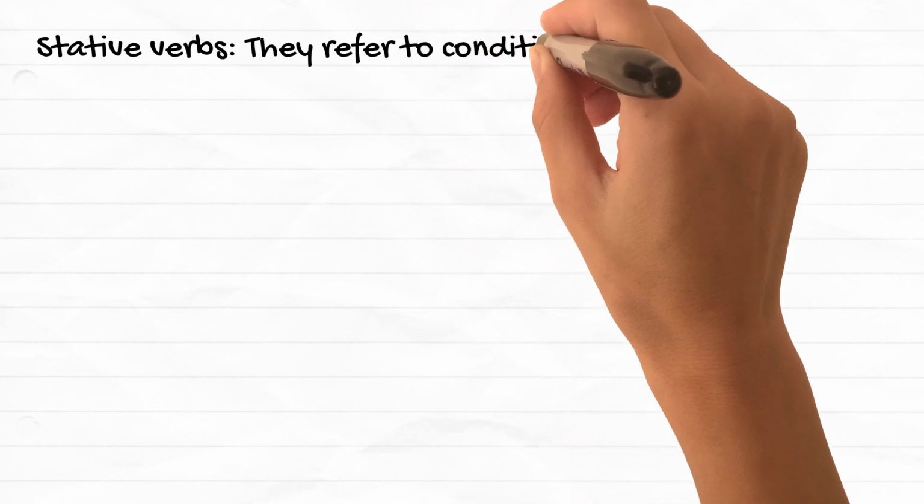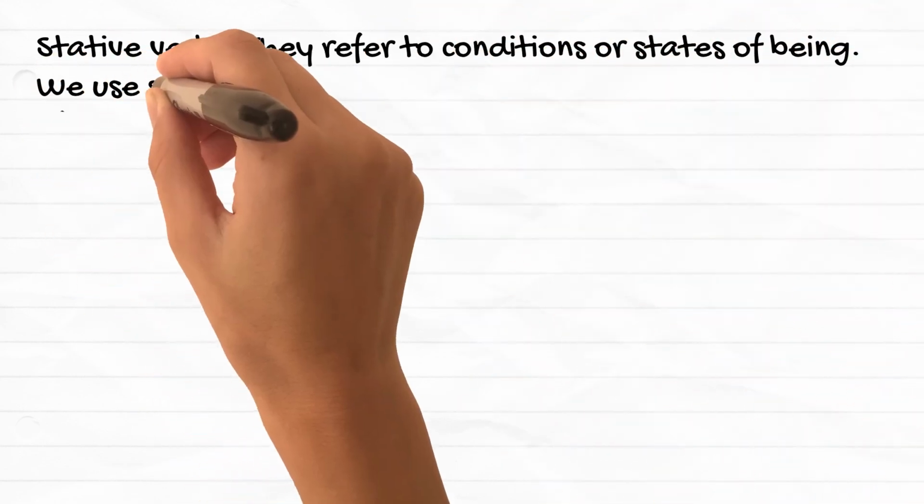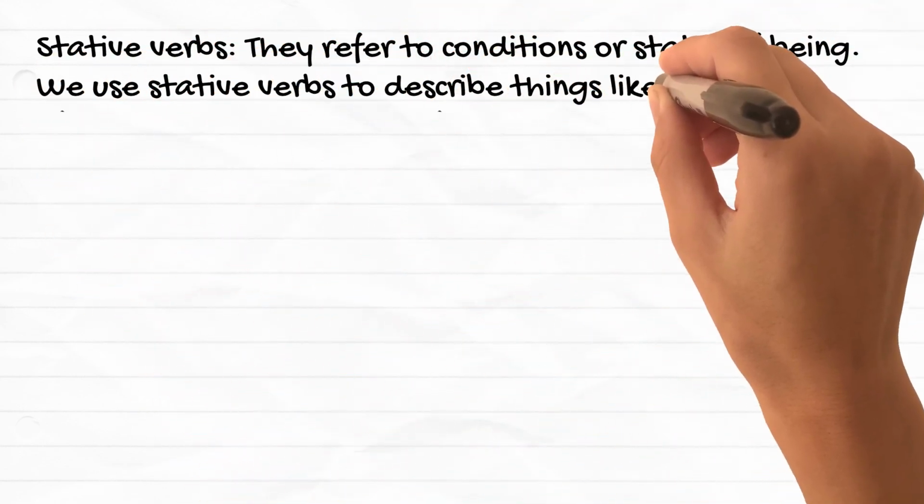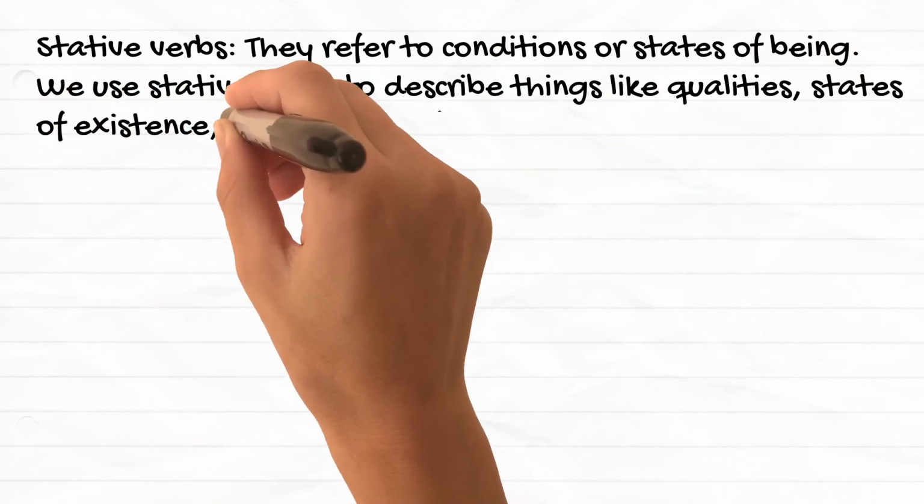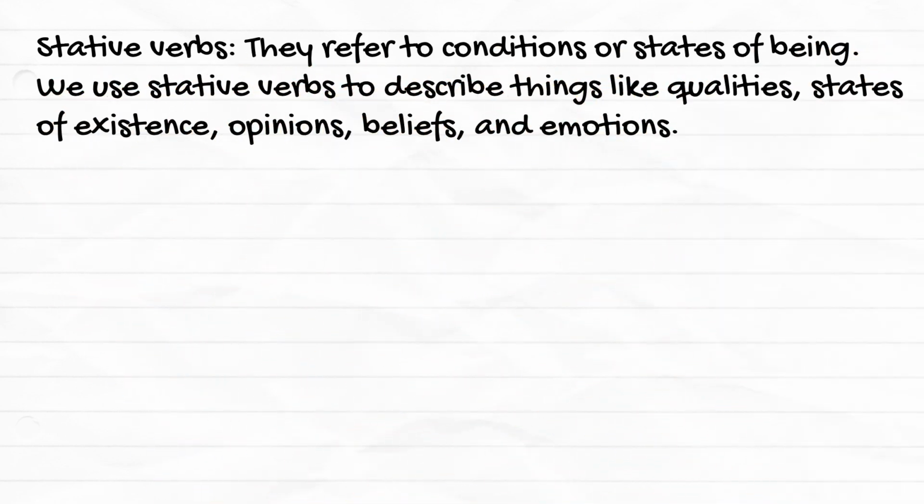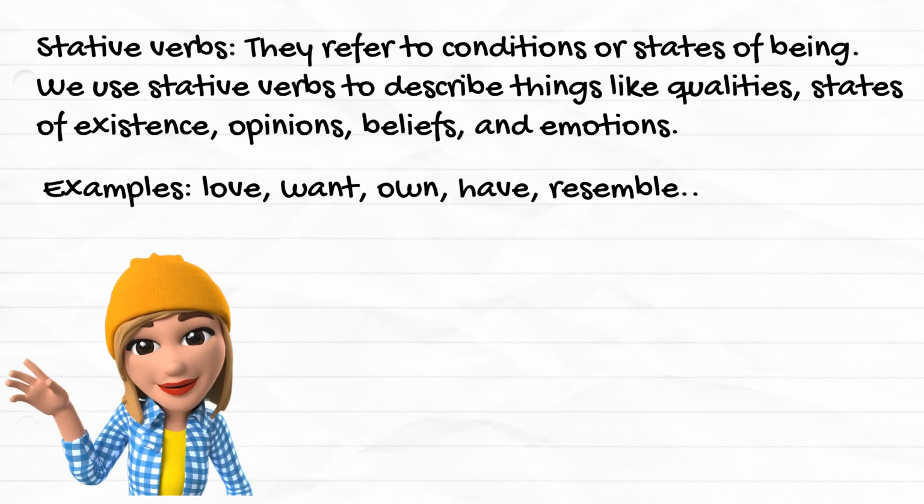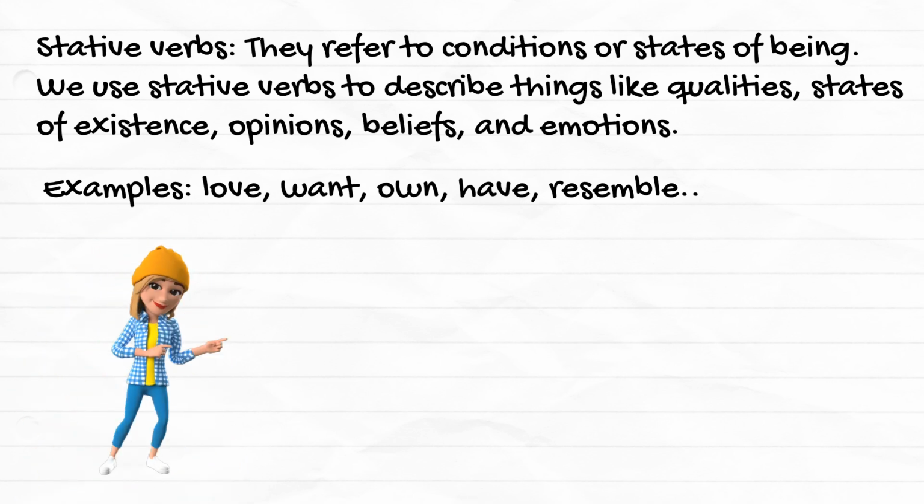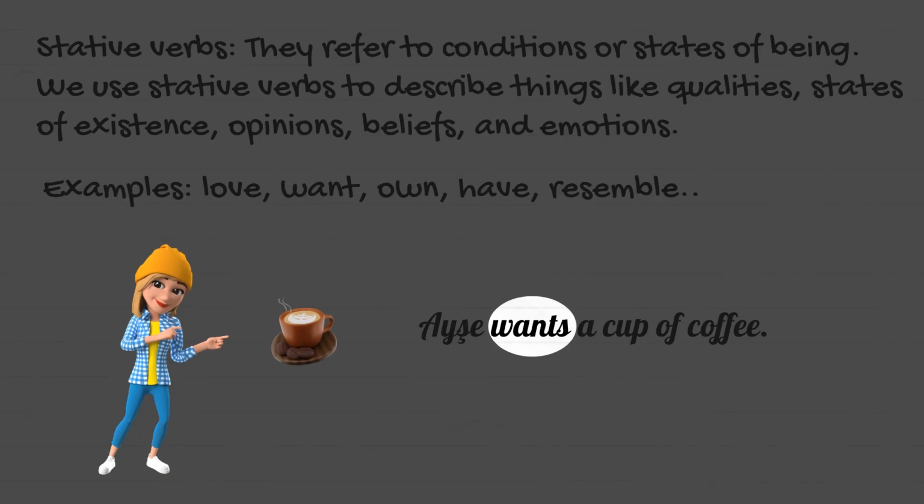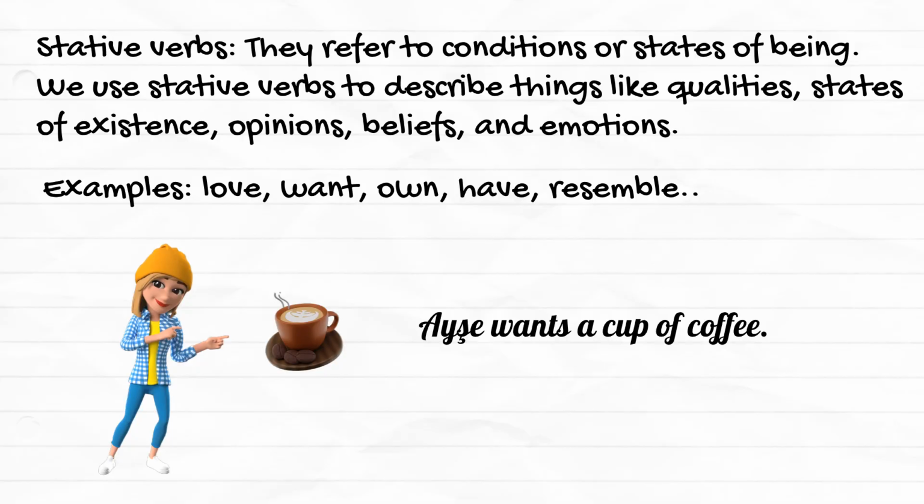Stative verbs refer to conditions or states of being. We use stative verbs to describe things like qualities, states of existence, opinions, beliefs, and emotions. Like love, want, own, have, and resemble. Aisha wants a cup of coffee. In this sentence, wants is the stative verb, and it tells us Aisha's need of drinking coffee.